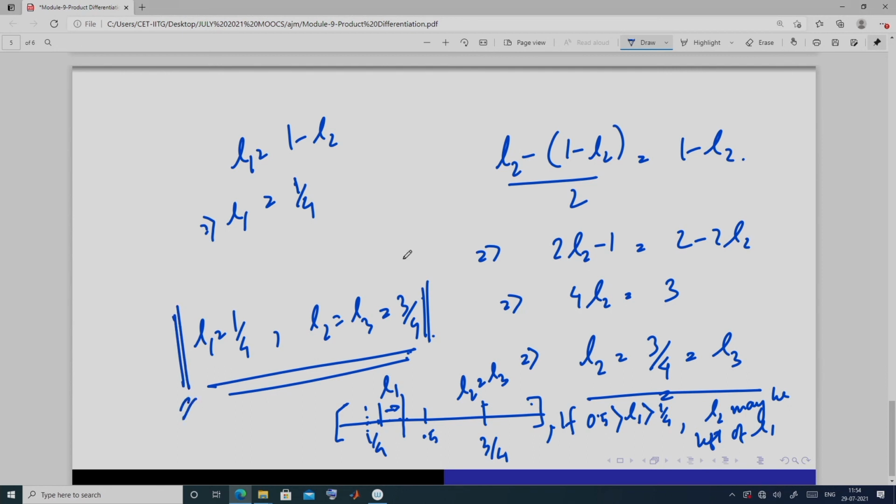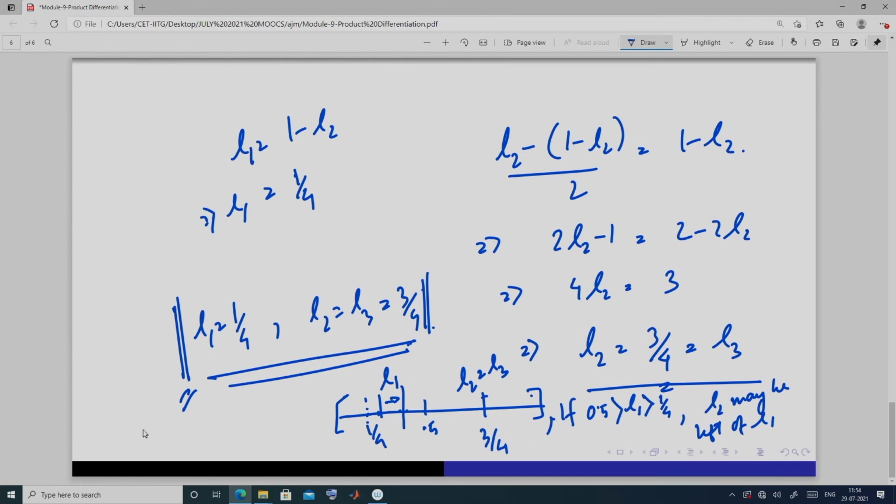And we may have another subgame perfect Nash equilibrium, which is L1 equal to 3 by 4 and L2 equal to L3, equal to 1 by 4. Yes. So, we will have only these two.